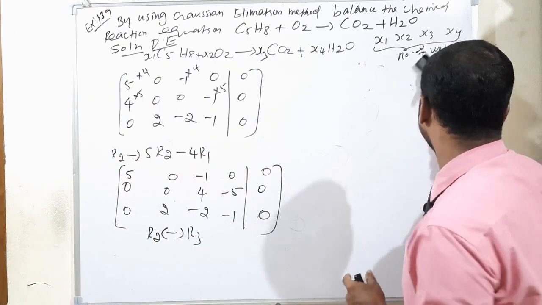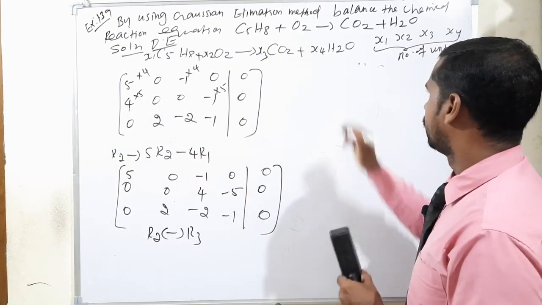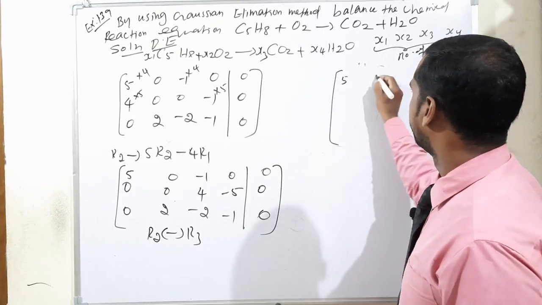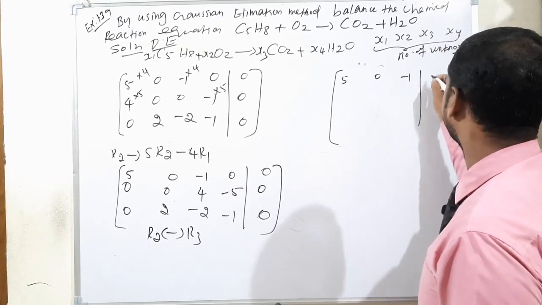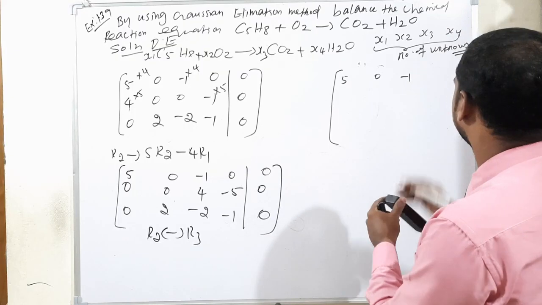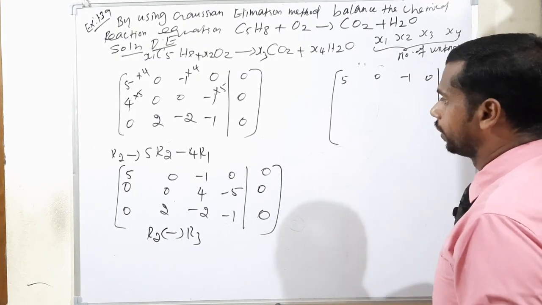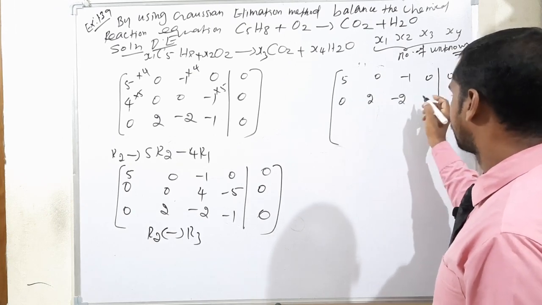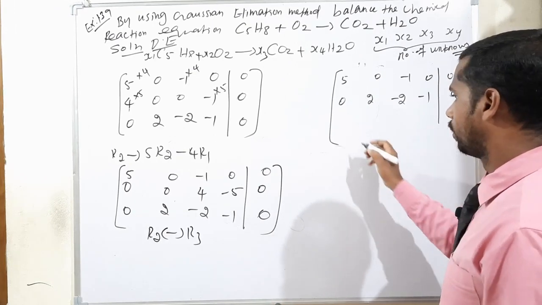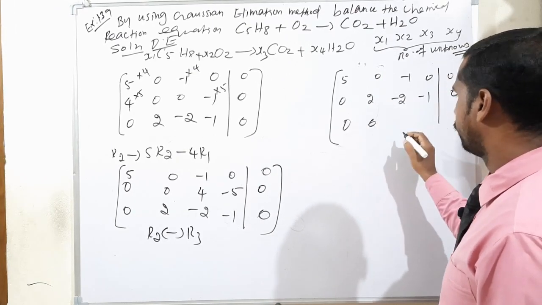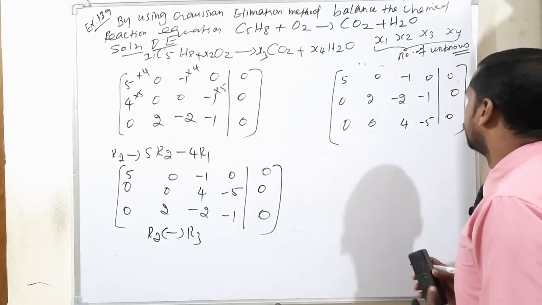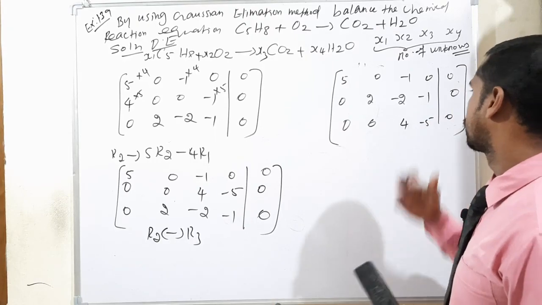R2 interchange R3. R1 as it is. R1: 5 0 minus 1 0 0. Next one: 0 2 minus 2 minus 1 0. Again 0 0 4 minus 5 0. So, listen. Now, this is called row echelon form.